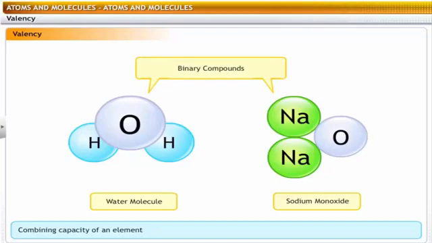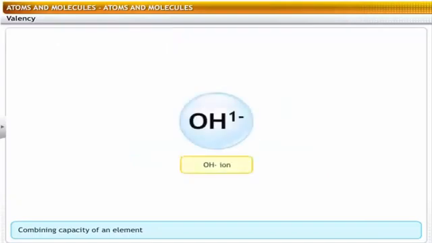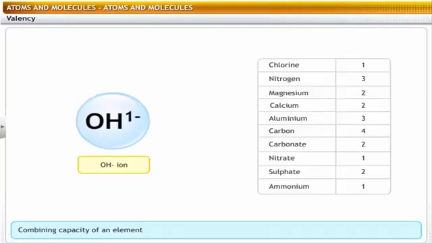Some compounds have more than 2 elements or a group of elements as ions. For example, an OH ion. It consists of a hydrogen and an oxygen atom, and its valency is 1. Here are the valencies of some elements. Chlorine has a valency of 1. The valency of magnesium and calcium is 2, while nitrogen and aluminium is 3, and that of carbon is 4. A nitrate ion and an ammonium ion show a valency of 1, whereas carbonate and sulfate have a valency of 2.